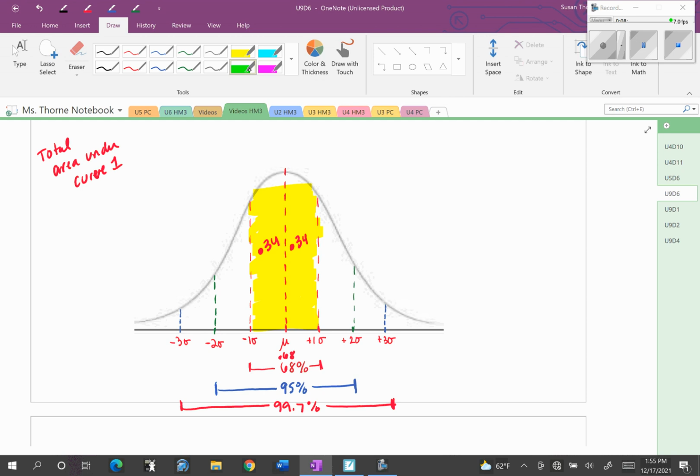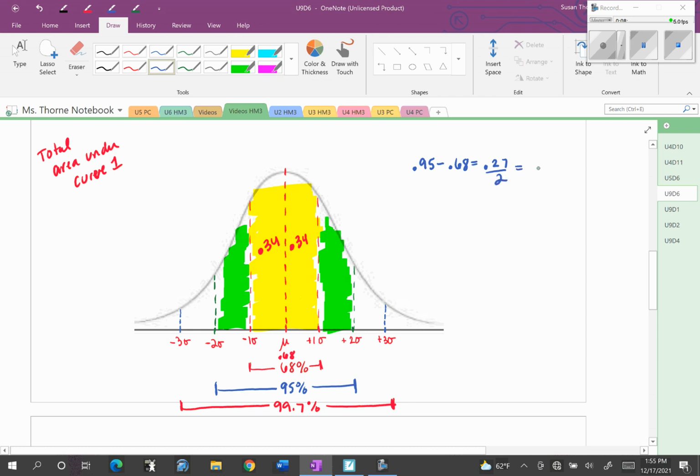And 95% is within 2 standard deviations. So I can figure out the decimal percent here and here by subtracting. So if I do 0.95 minus 0.68, that gives me 0.27. And if I divide that by 2, I get 0.135. So 0.135.